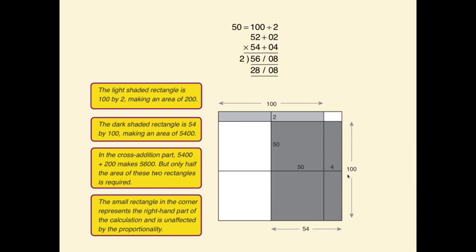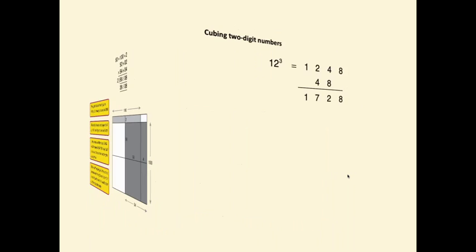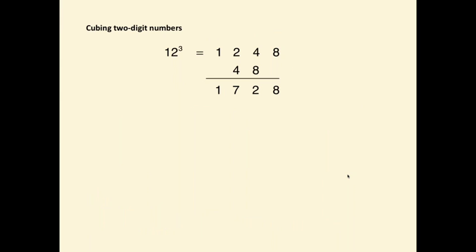But we only need half of each of those. And that gives us the required area when we add in the little rectangle in the top right-hand corner. So that is an illustration of how the proportionately rule works with Nikhilam multiplication. There's another example which I particularly like, which is in cubing two-digit numbers. Here's an example, 12 cubed.